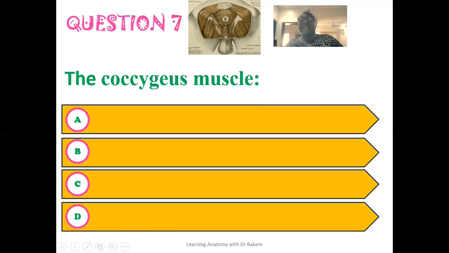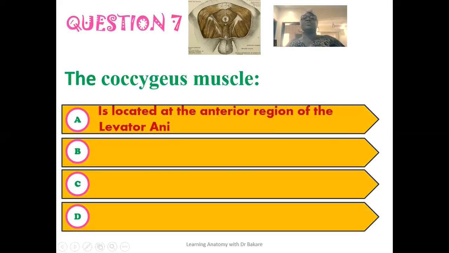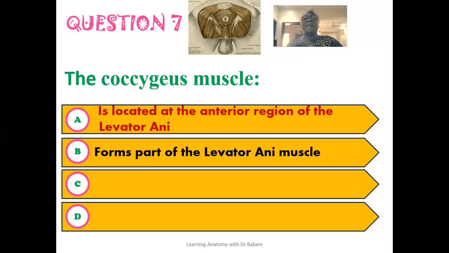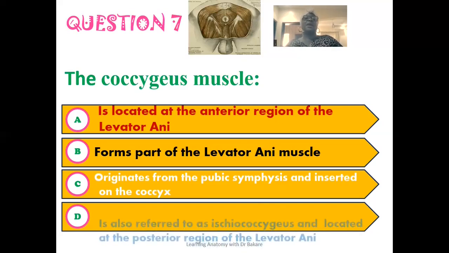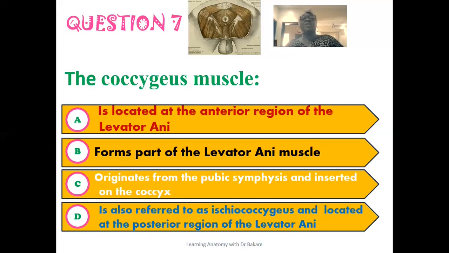The 7th question reads that the coccygeus muscle is located at the anterior region of the levator ani muscle, or is the coccygeus muscle seen to form part of the levator ani muscle? Is the coccygeus muscle seen to originate from the pubic symphysis and finally insert on the coccyx? Or is the coccygeus muscle also referred to as the ischiococcygeus muscle, and it is seen to be located at the posterior region of the levator ani muscle? So which of these options best describes the coccygeus muscle?